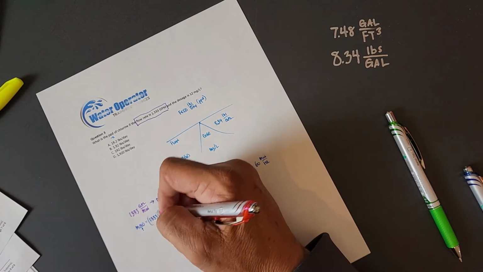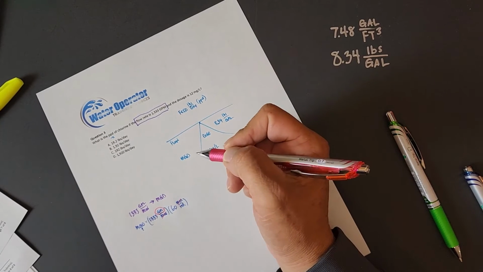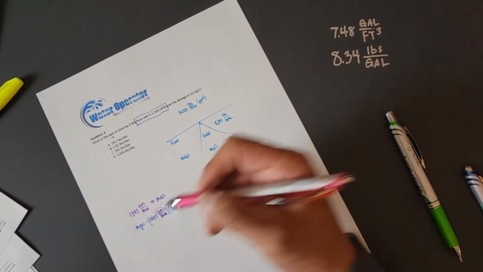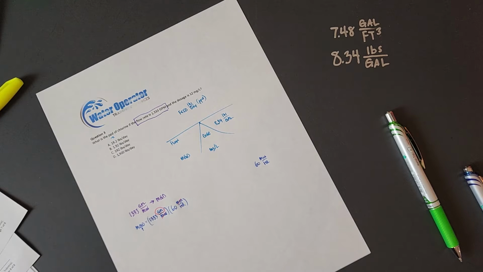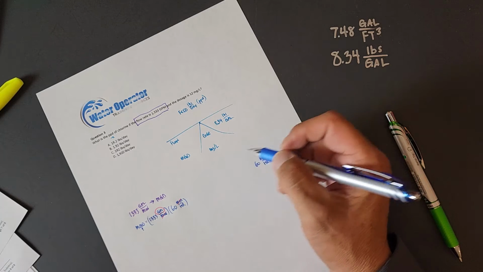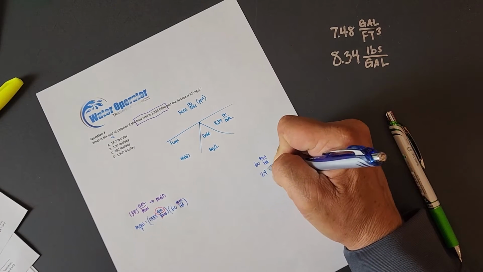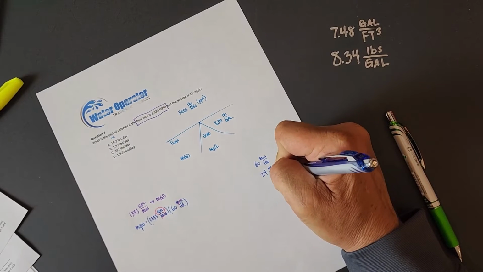I can take that minute out and that minute out. I have gallons. I'm going to keep that. But here I have hours and I need to get hours to day. And I can do that by, well, there are 24 hours to a day.